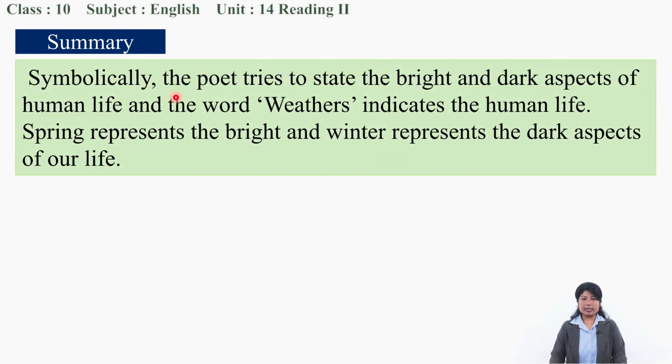Okay, so symbolically, the poet tries to state the bright and dark aspects of human life. So, the direct meaning we have already understood. The poet doesn't like winter season and likes spring season. But if we try to analyze it symbolically, then it represents the bright and dark aspects of human life. The weathers indicate human life. Spring represents the bright side of our life and winter represents the dark aspects of our life. So weathers can be compared with our life. All right, I hope you got the meaning.